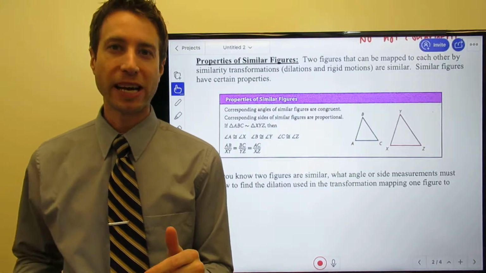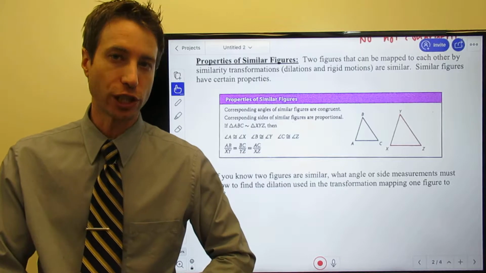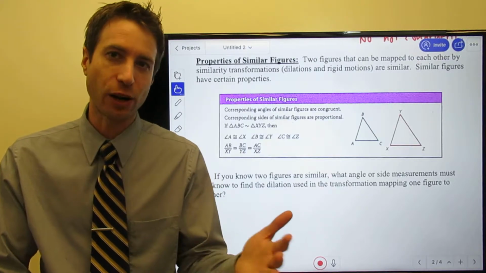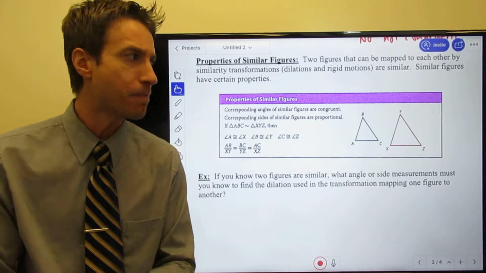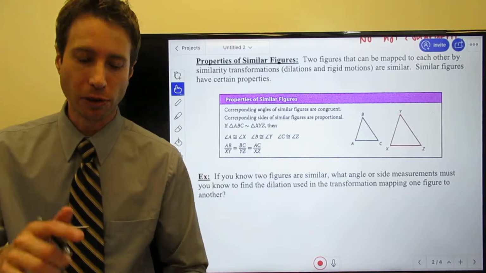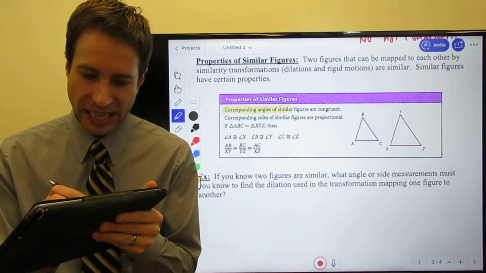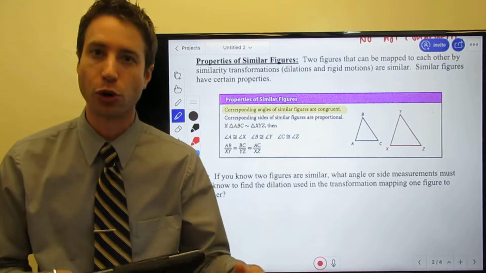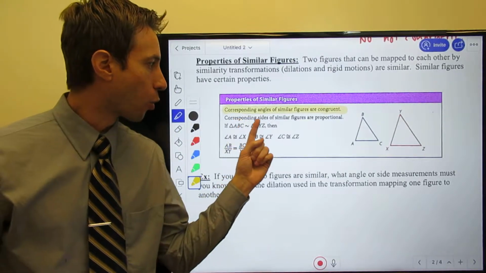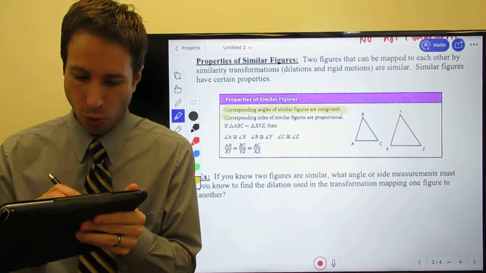Hi guys, welcome to this page of the notes. Now what we're going to do is take a look at that second objective or learning target, where we're going to find the unknown measures or lengths of angles or sides. And the way that we're going to do it is using the properties that we now know about similar figures. First, we know that the corresponding angles of similar figures are congruent. The angles cannot change. But we know that the corresponding sides of similar figures must be proportional.